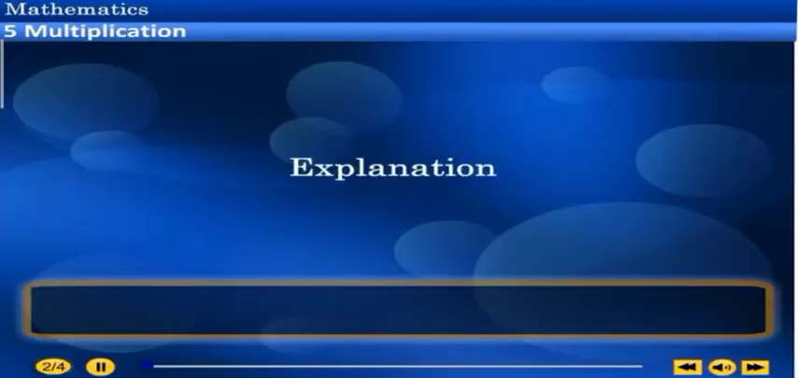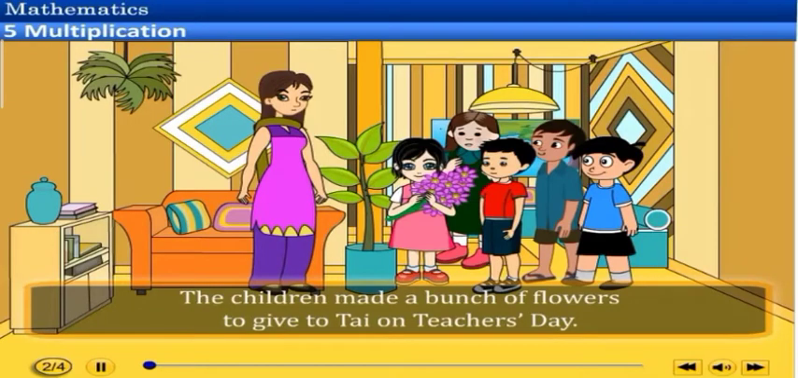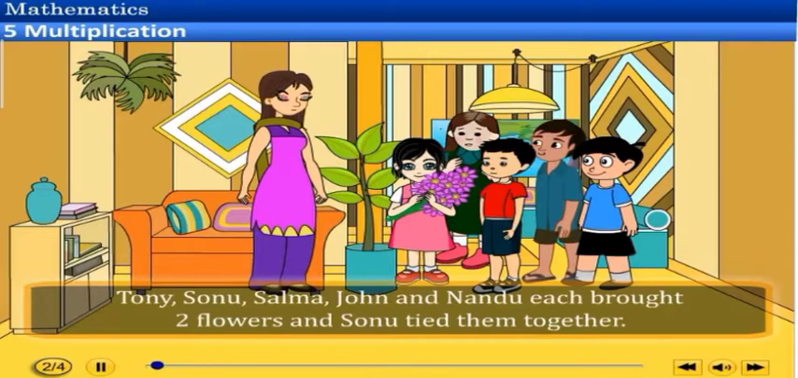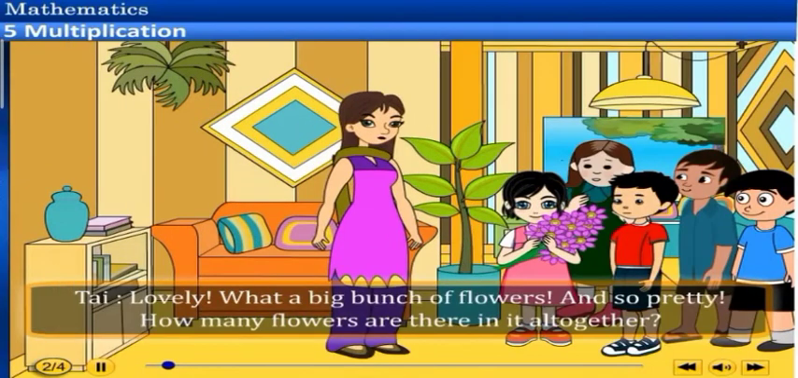Lesson Explanation. The children made a bunch of flowers to give to Tai on Teacher's Day. Tony, Sonu, Salma, John and Nandu each brought 2 flowers and Sonu tied them together. Tai: Lovely! What a big bunch of flowers! And so pretty! How many flowers are there in it altogether?